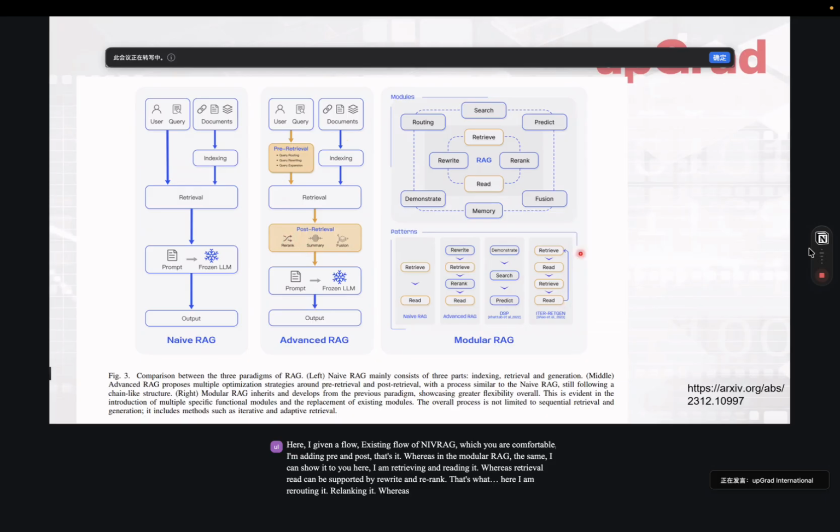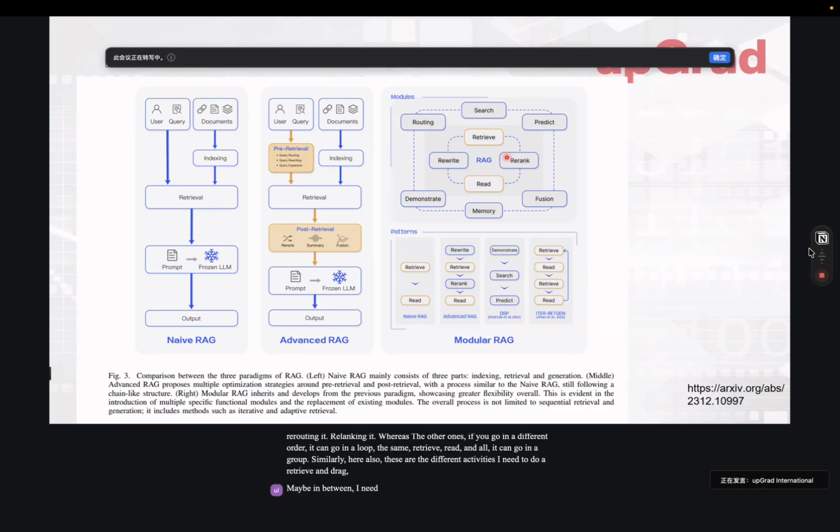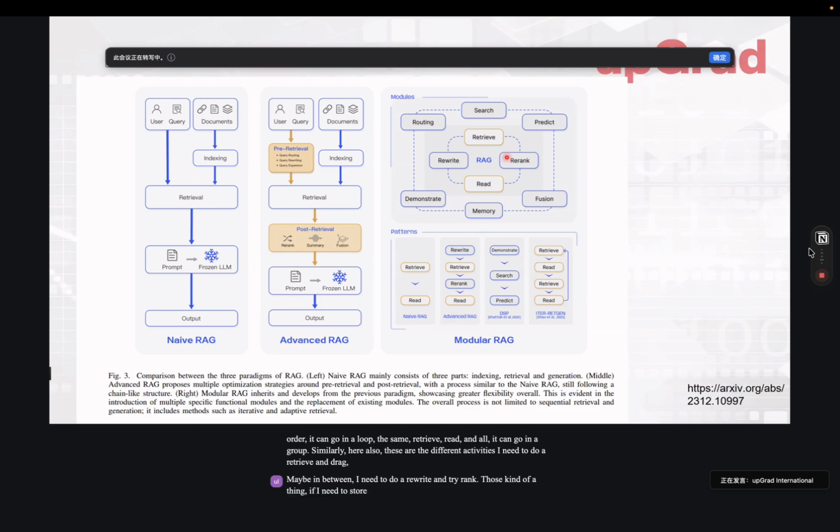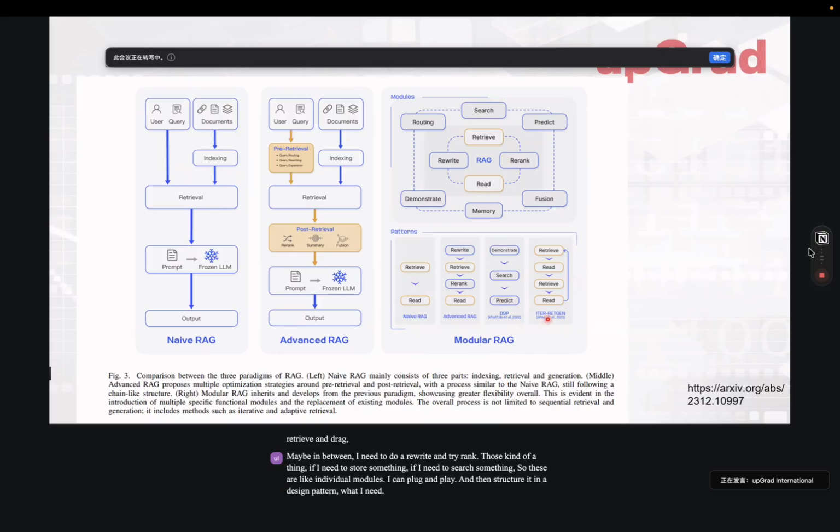Whereas in the other ones, if you go in a different order, it can go in a loop, the same retrieve, read and all. Similarly here also, these are the different activities. I need to do a retrieve and read. Maybe in between I need to do a rewrite and re-rank, if I need to store something, if I need to search something. So these are individual modules I can plug and play and then structure in a design pattern of what I need. That's what modular RAG looks like.